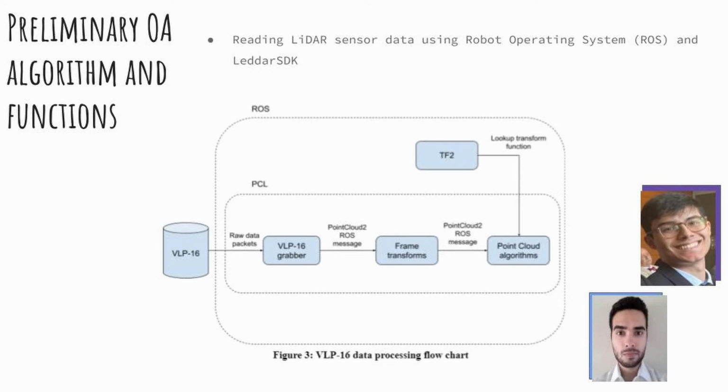In this flowchart, we can see how the data is initially processed and how the Point Cloud Library converts the raw data into a message which will be used for the safe landing zone algorithm. We are also working on reading LiDAR data from the Velodyne Puck 16 sensor using ROS and the LiDAR SDK. We ran into problems with the ROS LiDAR library, so we decided to implement the ROS node ourselves using LiDAR SDK Python bindings. These scripts are yet to be tested with the actual sensors and onboard computer.